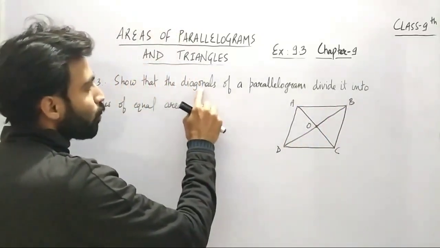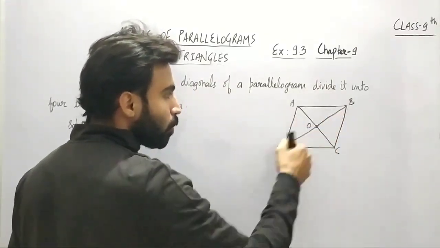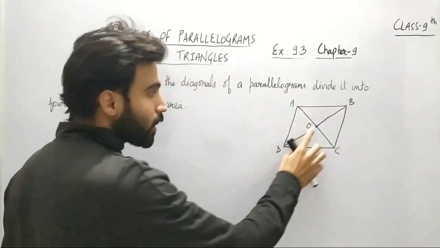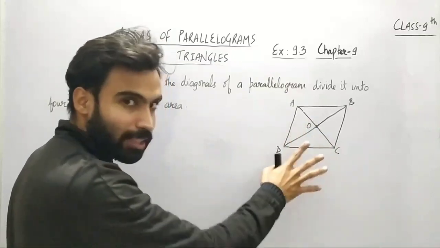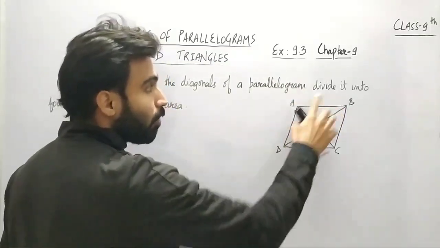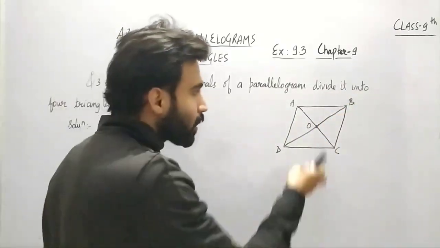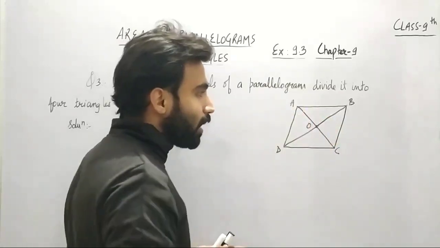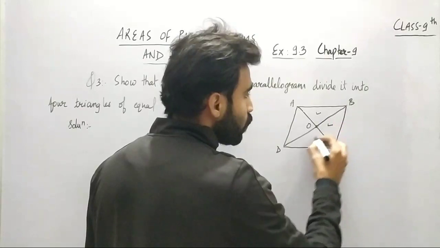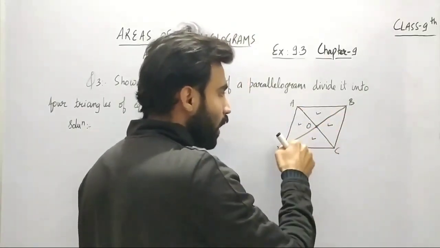Then we have to draw the diagonals of that. So AC and BD joining the opposite points here give me 2 diagonals AC and BD which are intersecting at a point O as I have shown here. Now we have to show that the diagonals of a parallelogram divide it into 4 triangles of equal area. So जैसे कि आप देख सकते हैं इन दोनों diagonals की वजह से यहाँ पे 4 triangles बन रहे हैं. You can see 1, 2, 3 and 4. The one is AOB, BOC, COD and DOA.